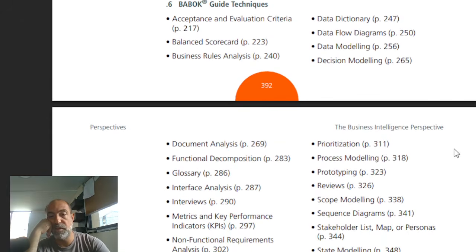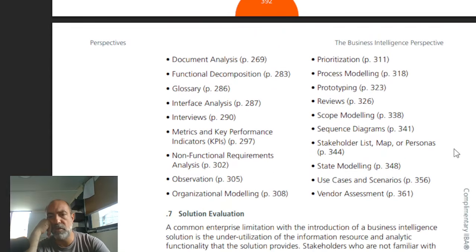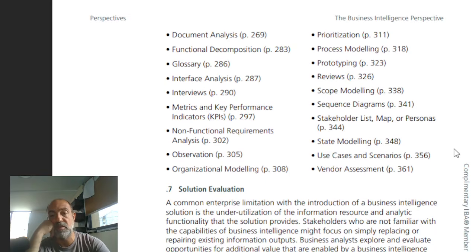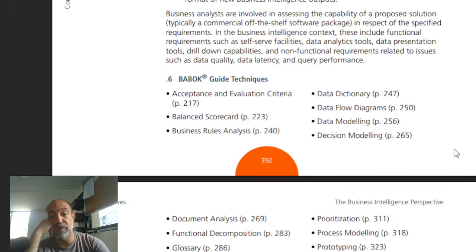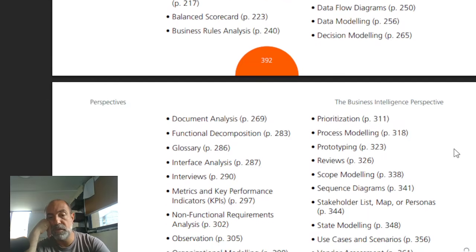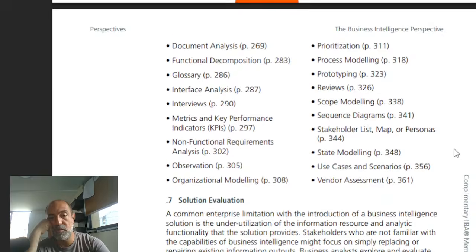These are the techniques, from acceptance and evaluation criteria, all the way to scope modeling, state modeling, non-functional requirements. That's a lot. Out of the 50, 1, 2, 3, 4, 5, 6, 7, 8, 9, 10, 11, 12.